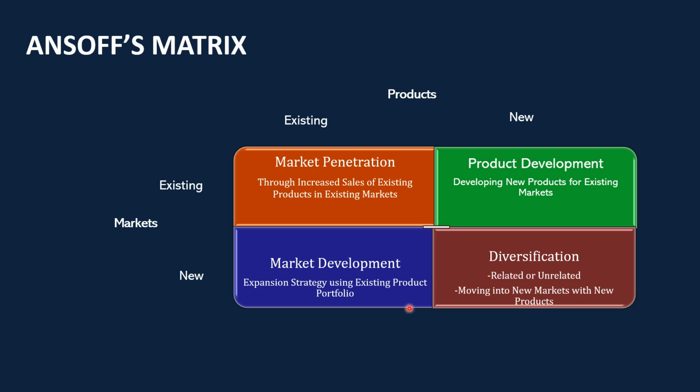So when you talk about new markets, it could be either new customer segments or it could be new markets geographically. And finally, diversification, which could be related or unrelated. That means moving or diversifying into a related industry or to an unrelated industry, or moving into new markets with completely new products. So launching new products into new markets. Now, this could be something which has maximum risk, but nevertheless is an option for a company to move to its next best position.